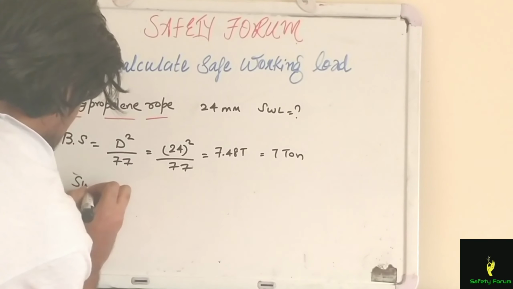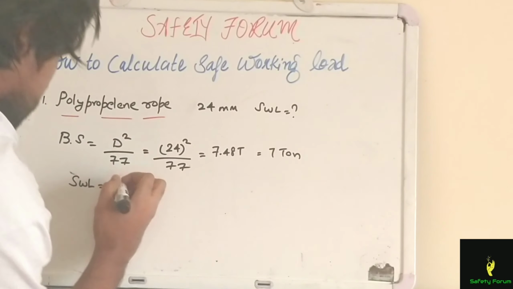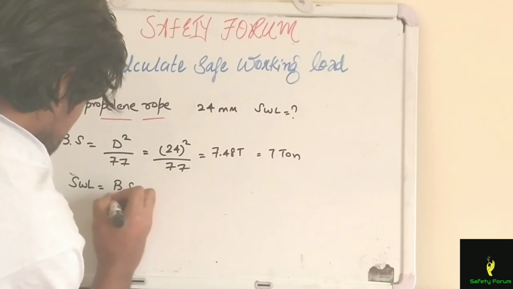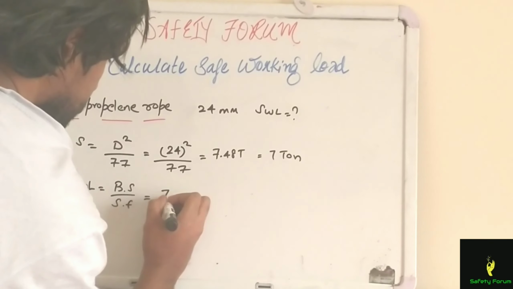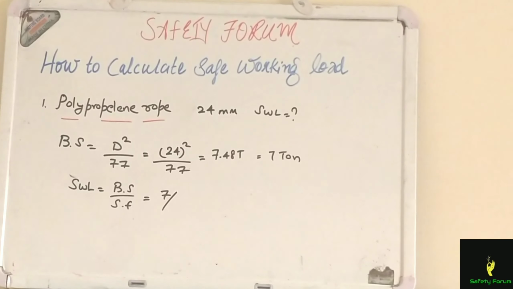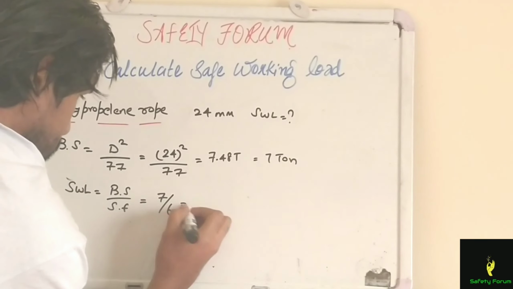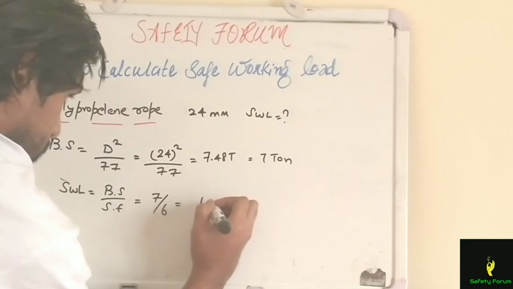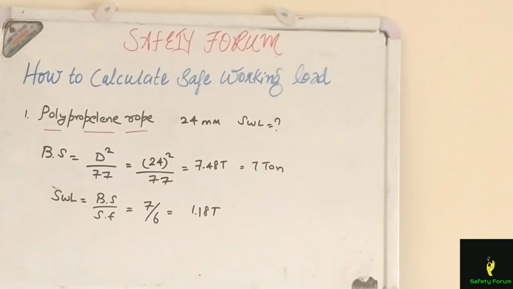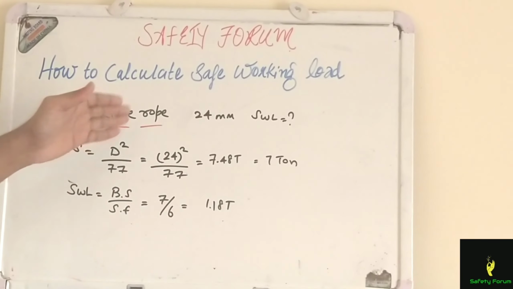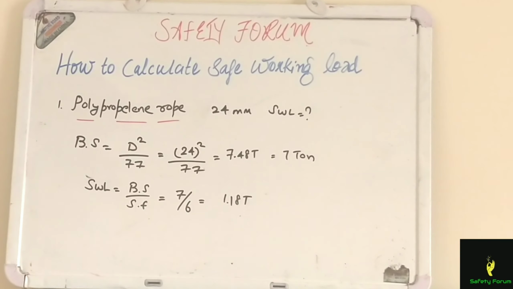So now what is safe working load? The safe working load will be the breaking strength divided by the safety factor. So the breaking strength is 7. So 7 divided by the safety factor we will be using, which is 6. So it will be 1.16 tons. So this is our safe working load for the polypropylene rope with 24 mm diameter if we are using it in our site.